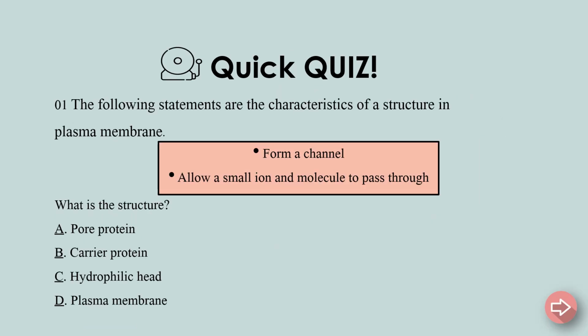Quick quiz. The following statements are the characteristics of a structure in plasma membrane. Form a channel. Allow a small ion and molecule to pass through. What is the structure? A. Pore protein. B. Carrier protein. C. Hydrophilic head. D. Plasma membrane.